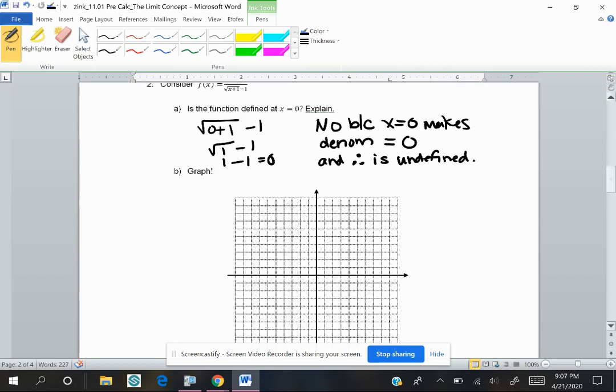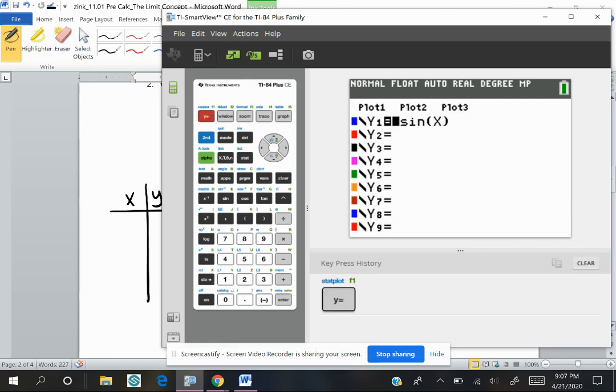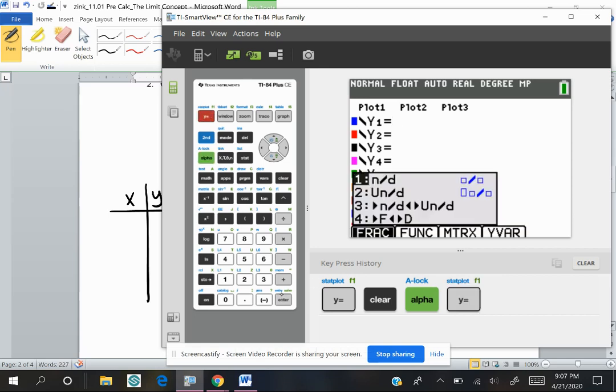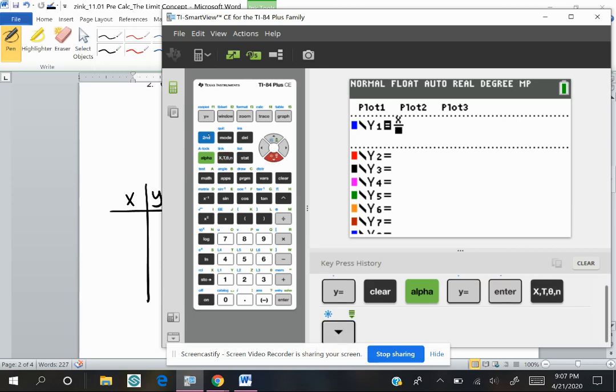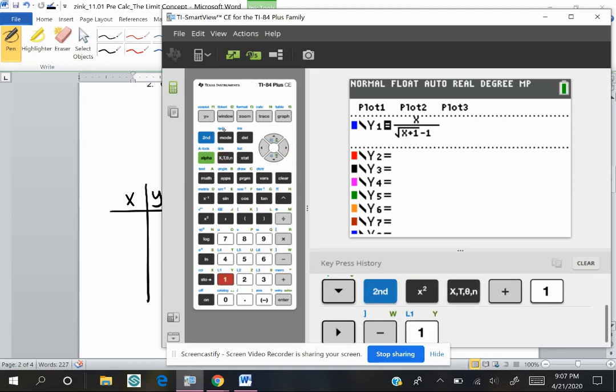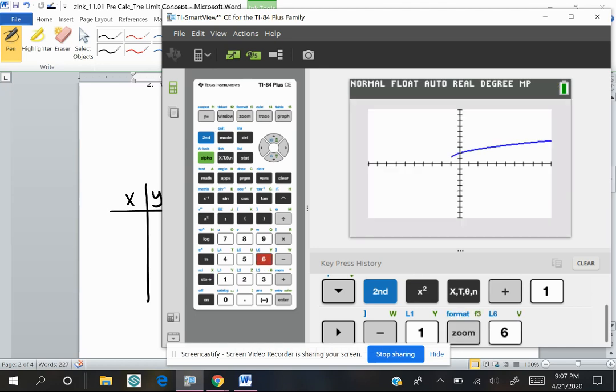So let's graph it. You can put this into your calculator. You can do it out by hand if you want to just choose some numbers. So let's go over how to put it into our calculator. In our y equals, let's do alpha, y equals, and we have x on the top, and then the square root of x plus 1, and then arrow over, minus 1. And let's zoom 6 and see what this graph looks like.